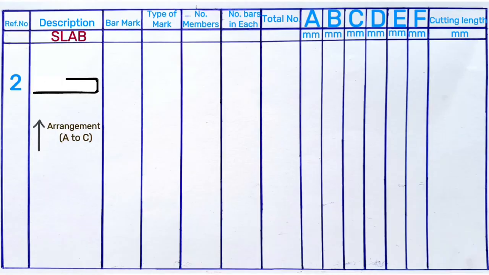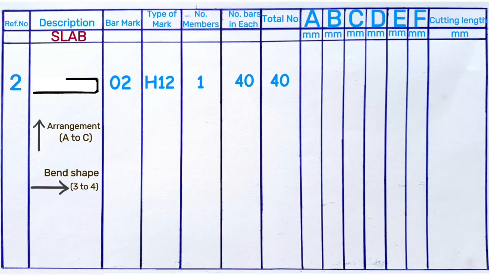This direction of arrows shows the arrangement of the steel bars in the slab. The shape of the steel bar starts from grid line 3 to grid line 4. Bar mark is 02. Type of mark or steel bar thickness as H12. Number of members as 1 because we have one slab of the same kind. Number of steel bars as 40. 1 multiplied by 40 we get 40. Add the 3 sides to fill this column as the total cutting length.